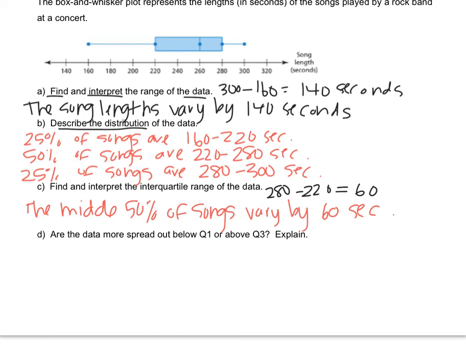And the last one is, are the data more spread out below the first quartile, which is the bottom whisker, or above the third quartile, which is the top whisker? So obviously the bottom whisker is much longer than the top whisker. So they're more spread out in Q1 because of the longer whisker.